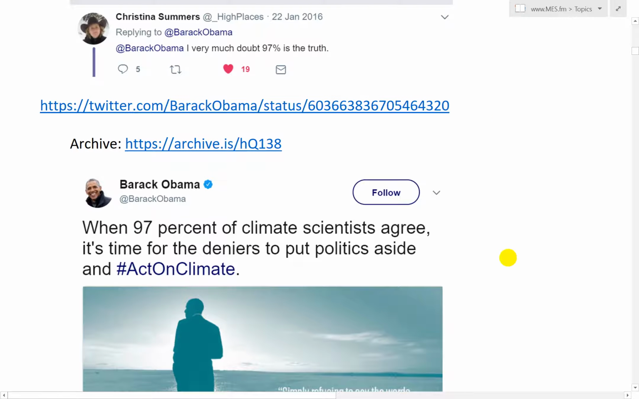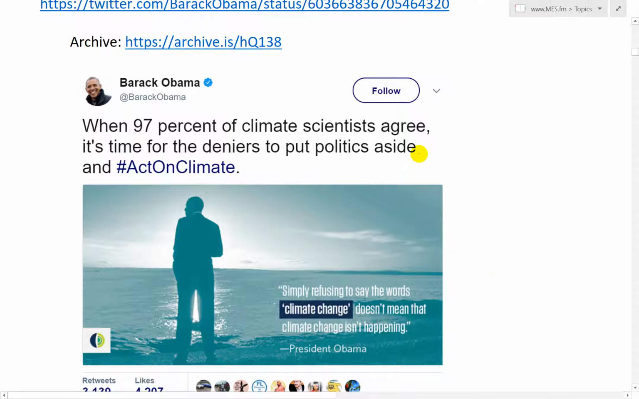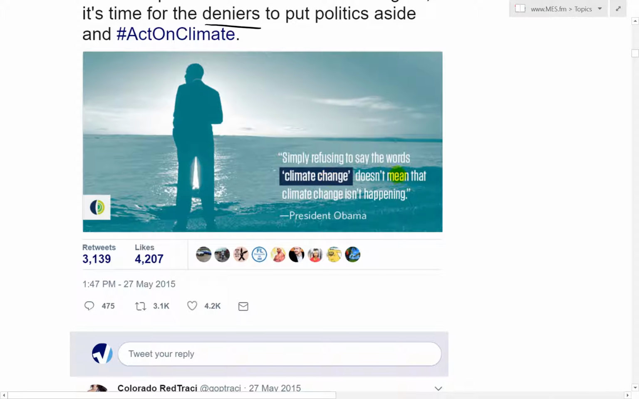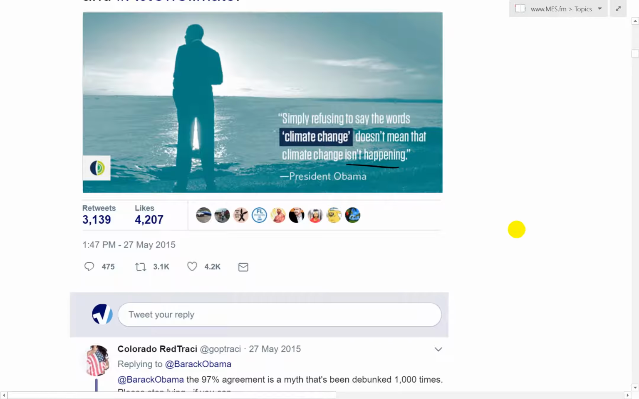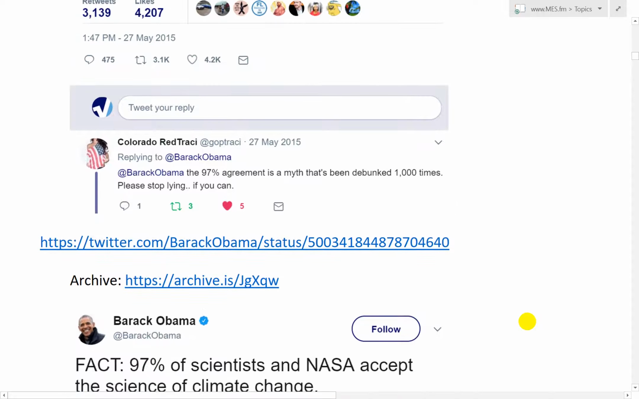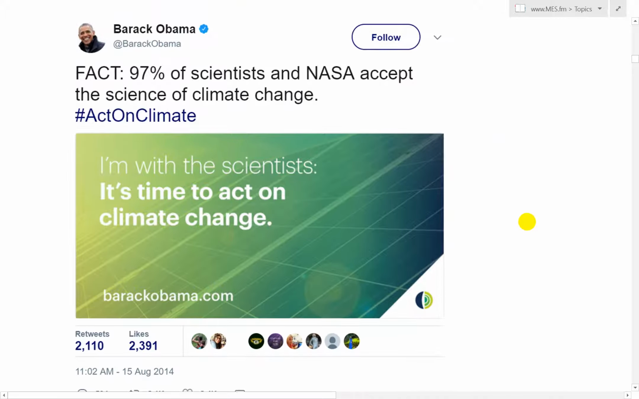And I like that. Then another tweet by Obama, from 2015: "When 97% of climate scientists agree, it's time for the deniers to put politics aside and hashtag act on climate. And simply refusing to say the words climate change doesn't mean that climate change isn't happening." Again, this is trying to push a mentality of agreement to whatever climate policy. This person replies, "The 97% agreement is a myth that has been debunked 1,000 times. Please stop lying if you can." And I liked and retweeted, why not?